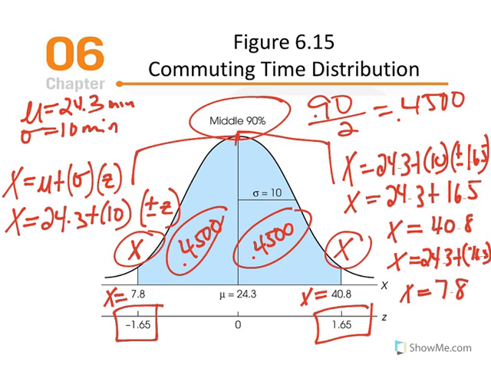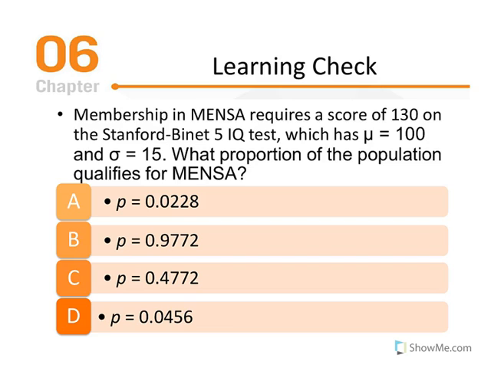So again, isolating the area of interest using our understanding of the different columns of the unit normal table to identify an area that we can enter the unit normal table and find the corresponding z-score. So we'll end this chapter with a learning check, or end this lecture portion. And the question is, membership in Mensa requires a score of 130 on the Stanford-Binet 5 IQ test, which has a mean equal to 100 and standard deviation equal to 15. What proportion of the population qualifies for Mensa?